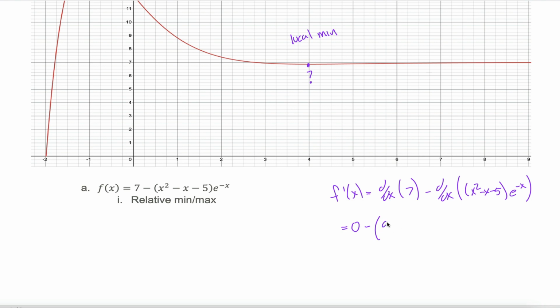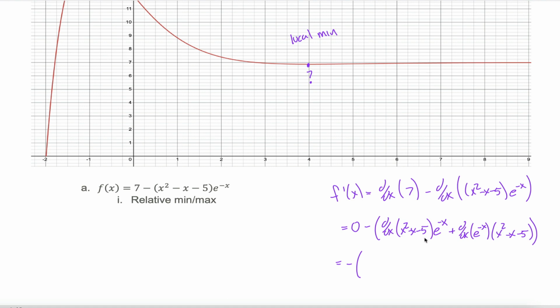Using the product rule, I have to take the derivative of the first thing, the x squared minus x minus 5, and then multiply that by the second thing, the e to the negative x. And then to that I want to add the derivative of the second thing, so the derivative of e to the negative x power, times the first thing left completely alone, x squared minus x minus 5. I don't even need to write this 0.